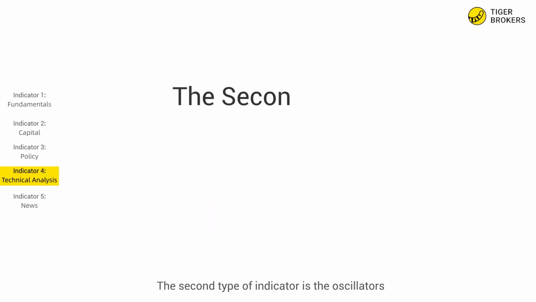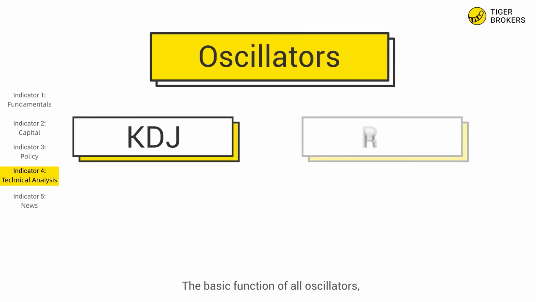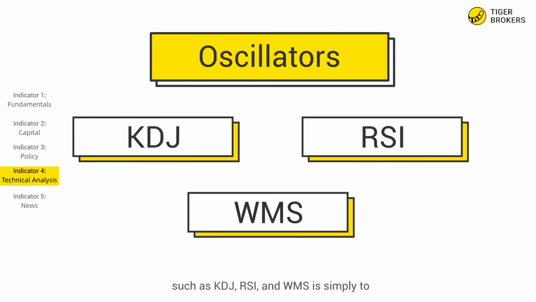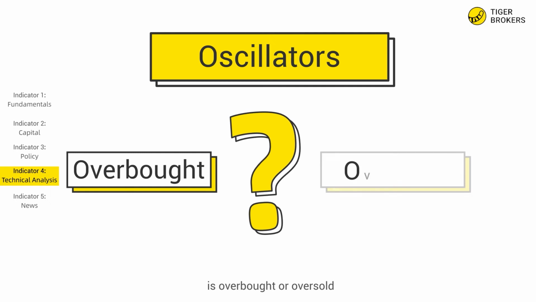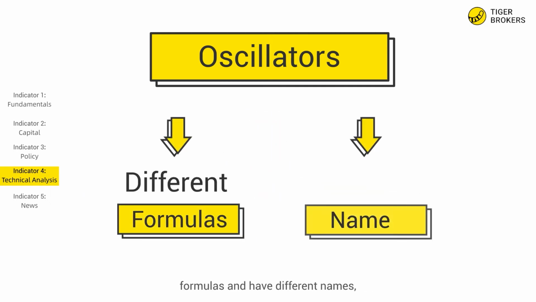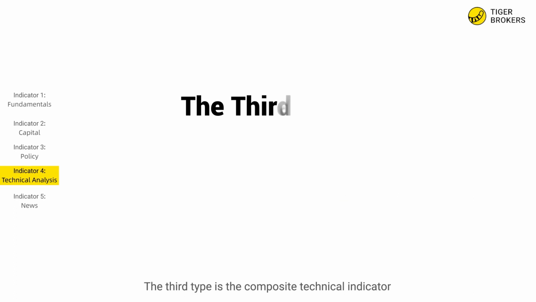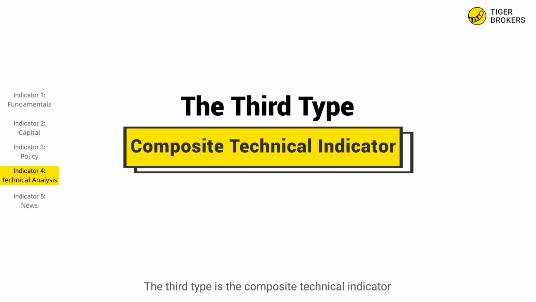The second type of indicator is the oscillators. The basic function of all oscillators, such as KDJ, RSI, and WMS, is simply to measure whether a stock is overbought or oversold. So, although these indicators use different formulas and have different names, they're actually very similar in their effect. The third type, the composite technical indicator.